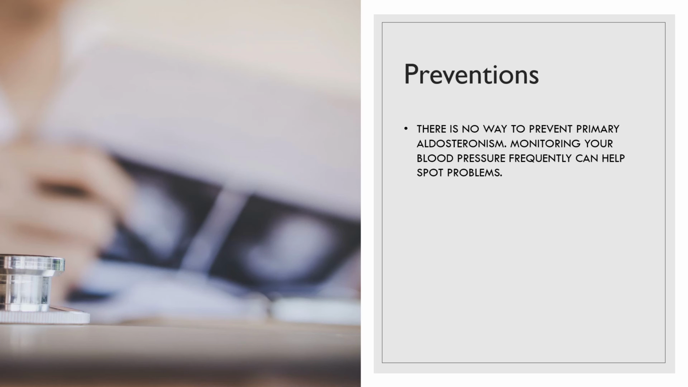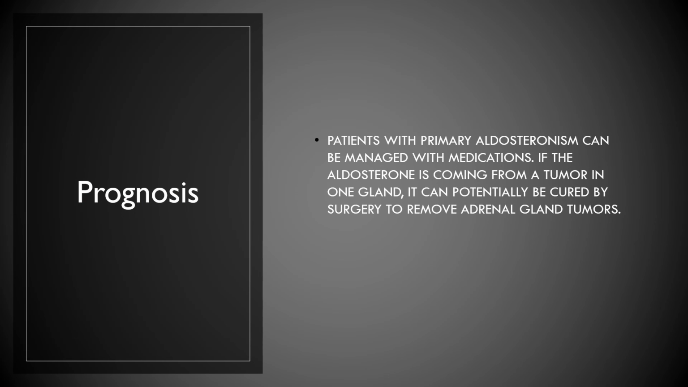There is no way to prevent primary aldosteronism or to cure primary aldosteronism. Just monitoring your blood pressure frequently can help spot problems. As for the prognosis of primary aldosteronism, patients can be managed with medication. The prognosis for primary hyperaldosteronism is good with early diagnosis and treatment. If the aldosterone is coming from a tumor in one gland, it can potentially be cured by surgery to remove adrenal gland tumors.